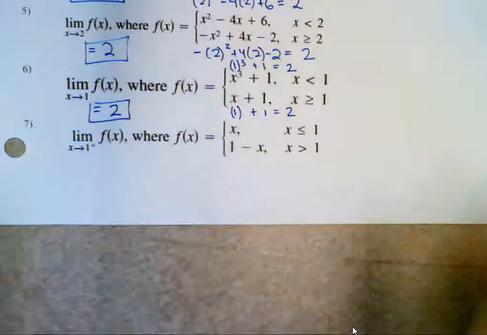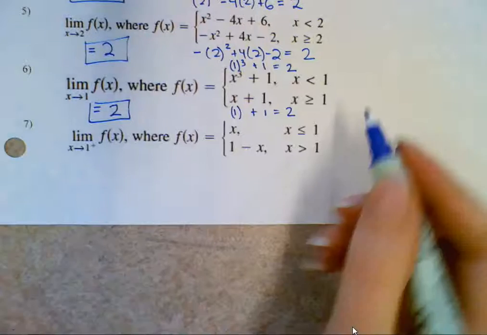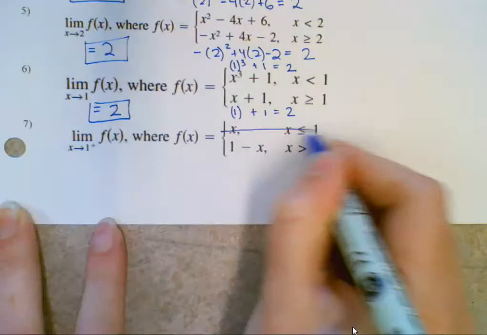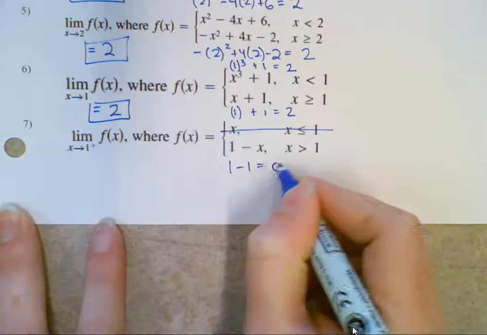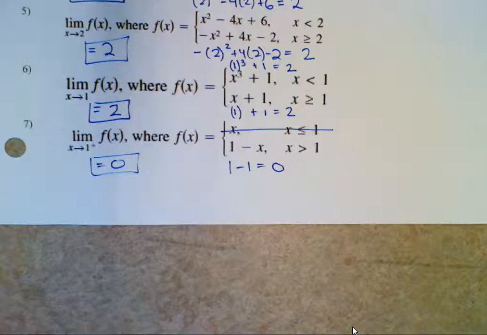Okay. All right, let's see, Eric, how about number 7? For number 7, just plug in 1 minus x. Yep, because we're coming from what direction? The right. Very good. So it just means it's going to equal 0. All right, so far so good? All right, flip over to the back.